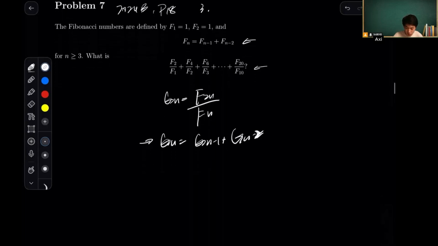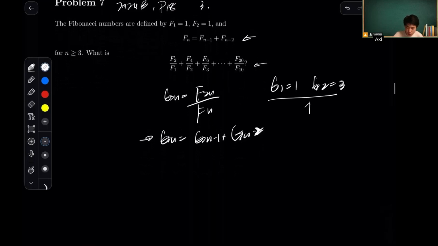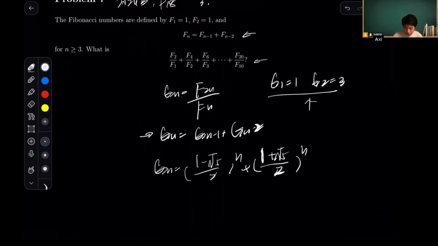Well, now let's apply the characteristic equation technique. And here, notice that G1 is equal to 1, G2 is equal to 3. So these are the initiating values. Then by applying this, we use the characteristic equation. So Gn is actually just a very clean form. Therefore, the first 10 terms are simply 1, 3, 4, 7, 11, 18, 29, 47, 76, and 123. Just sum them up, and we are done.